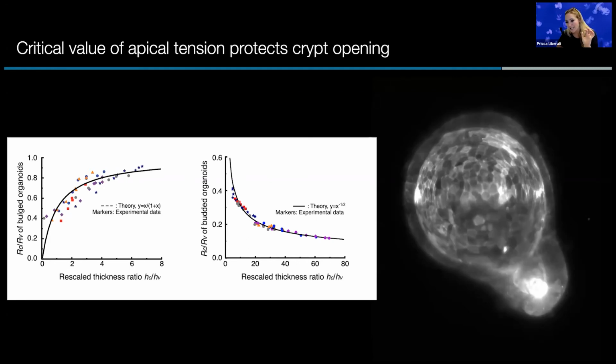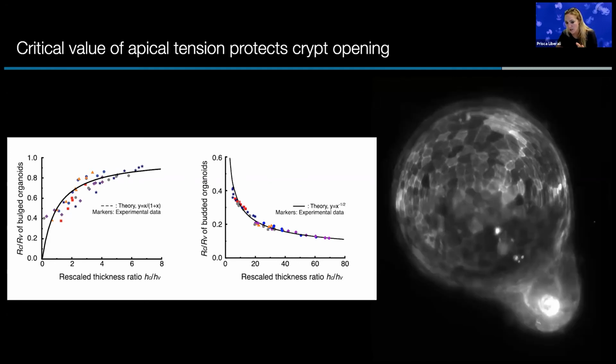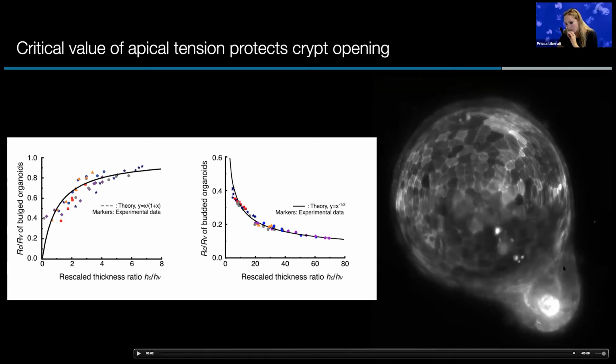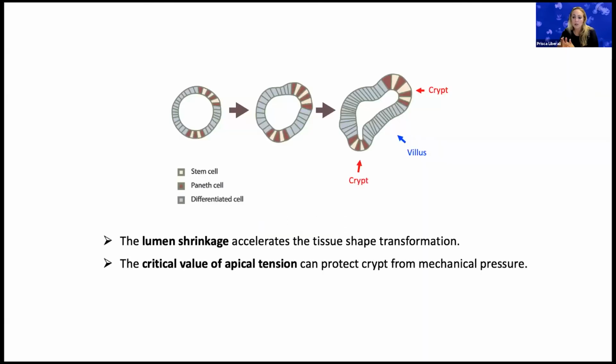As you can see here, we can inflate the lumen very strongly without affecting the crypt. That is, now it works here, bottom right. And here you have it, and this is extremely inflated. So what I showed you at this moment is that the lumen shrinkage accelerates the tissue shape transformation. And there's a critical value of apical tension that really can protect the crypt from the mechanical pressure.